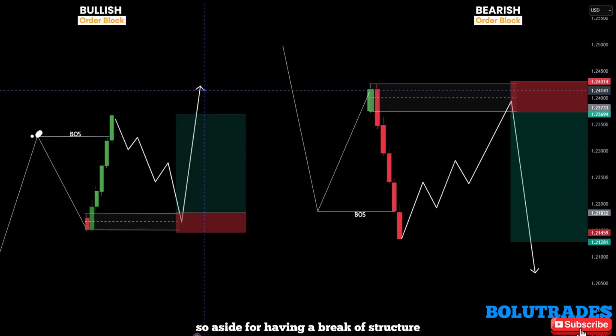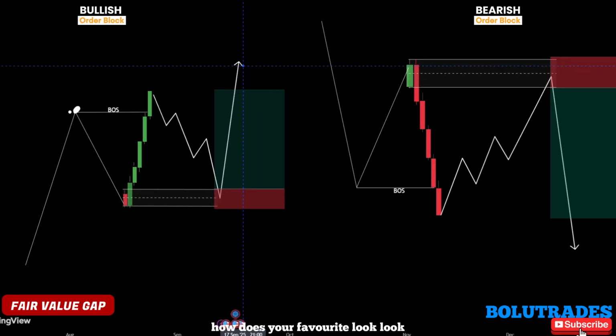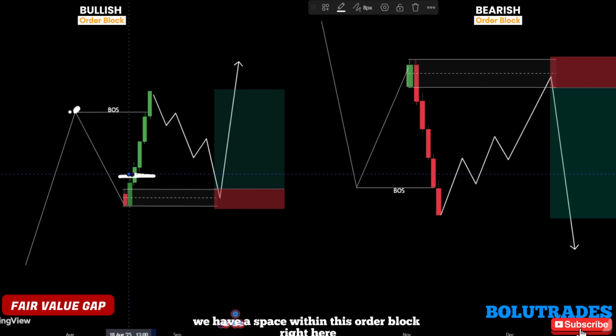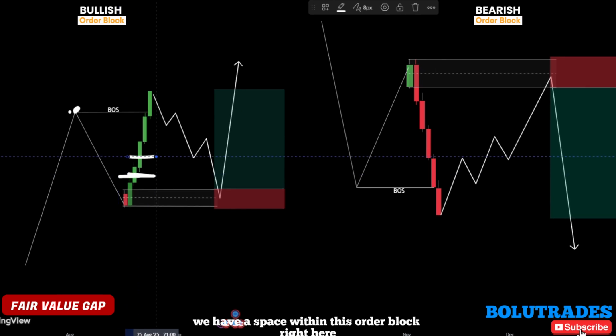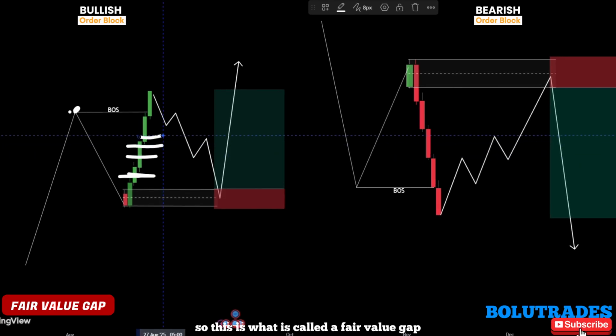So aside from having a break of structure, there's also another confluence which you need to be familiar with, which is a fair value gap. You might be wondering what a fair value gap is. Don't worry, in the next lesson I'll be explaining it. How does a fair value gap look? You can see right there we have a space within this order block, a space within these bullish candles. This is what is called a fair value gap.